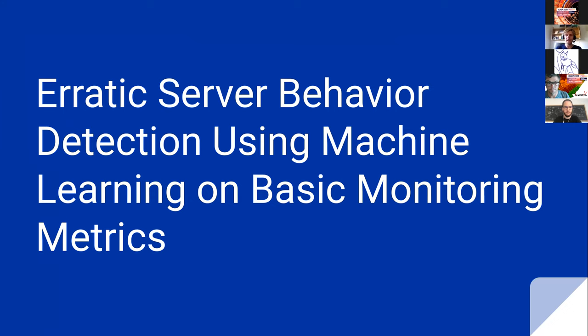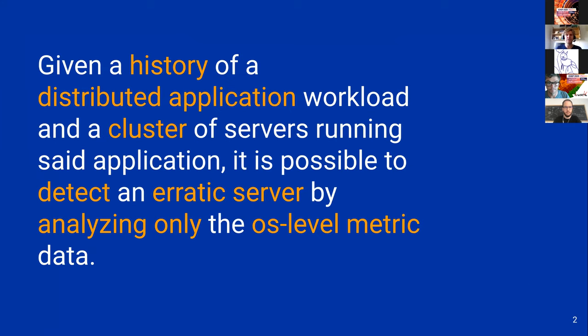Anyway, the topic of this project was, if you have a history of a run of a distributed application, or of the cluster of servers that's running the application, is it possible to detect an erratic server within the cluster only by looking at the OS level metrics that were collected? By OS level metrics, I'm talking about the CPU utilization, the memory usage, and so on. So this is what we'll be talking about now.